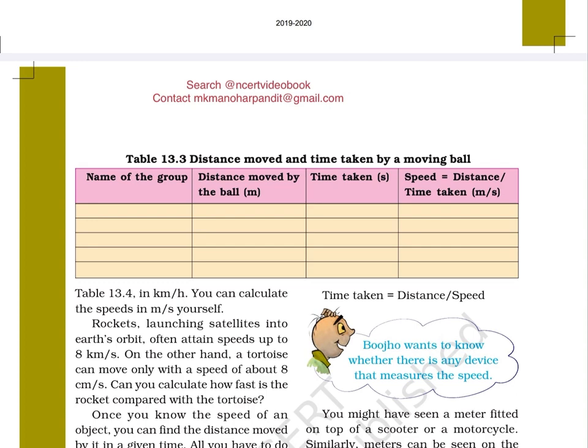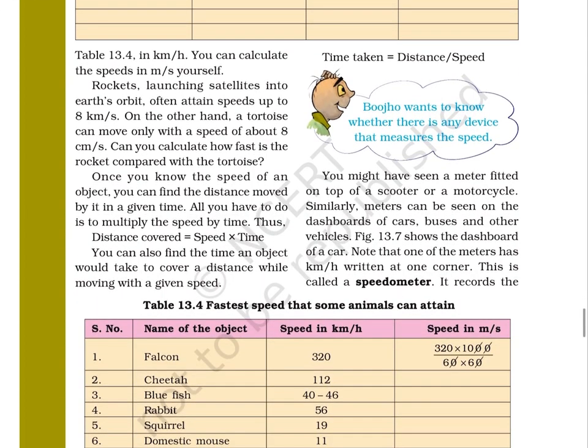Rockets launching satellites into Earth's orbit often attain speeds up to 8 km per second. On the other hand, a tortoise can move only with a speed of about 8 cm per second. Can you calculate how fast is the rocket compared with the tortoise?